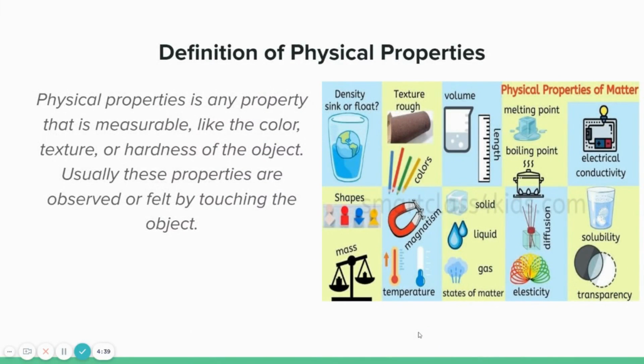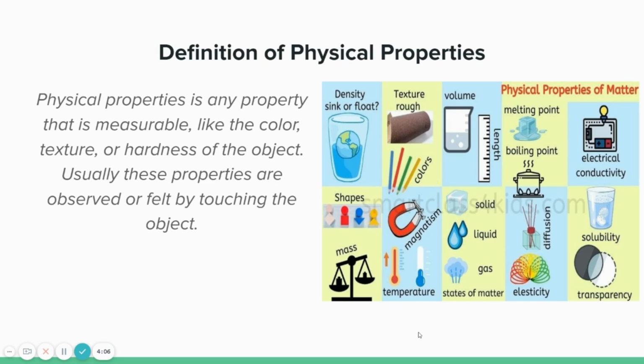First property we have is physical properties. Here's the definition. Physical properties is any property that is measurable, like the color, texture, or hardness of the object. Usually these properties are observed or felt by touching the object. As you can see on the right, you have an image where it shows you all the different examples for physical properties.